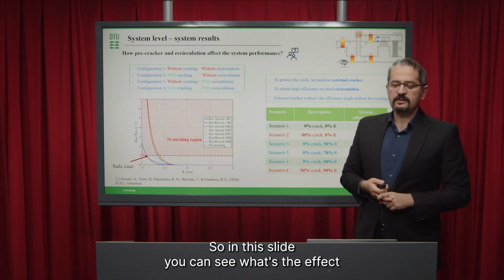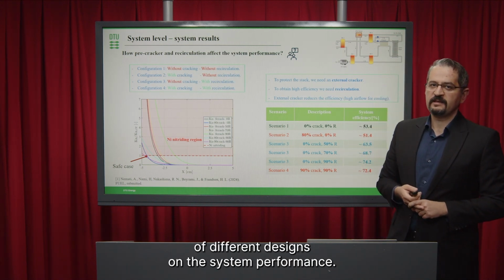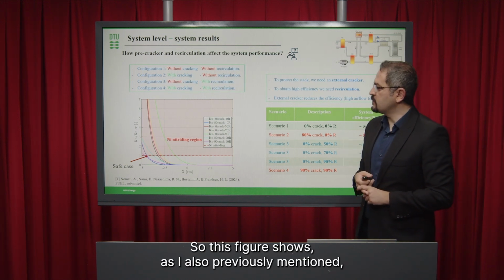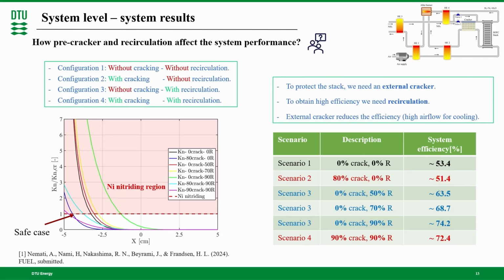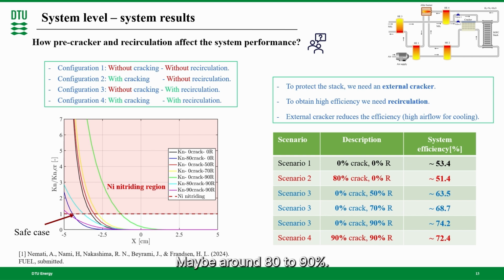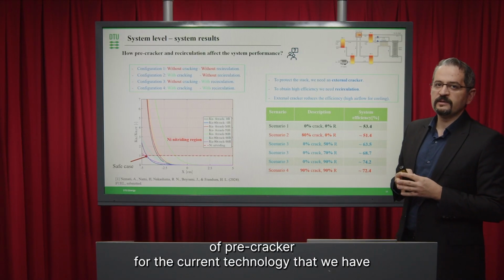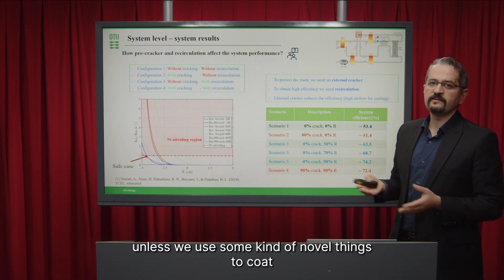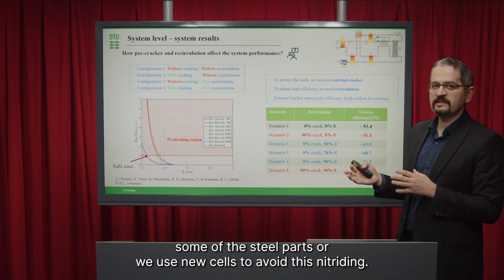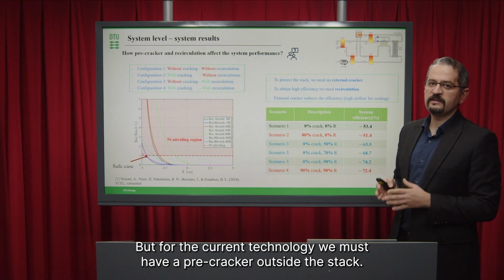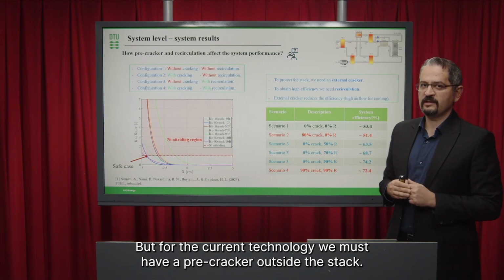So in this slide, you can see the effect of different designs on the system performance. This figure shows, as I previously mentioned, we need a high ratio of pre-cracking to avoid nitriding, maybe around 80 to 90%. So we must have some kind of pre-cracker for the current technology that we have, unless we use some kind of novel things to coat some of the steel parts, or we use new cells to avoid this nitriding. But for current technology, we must have a pre-cracker outside the stack.